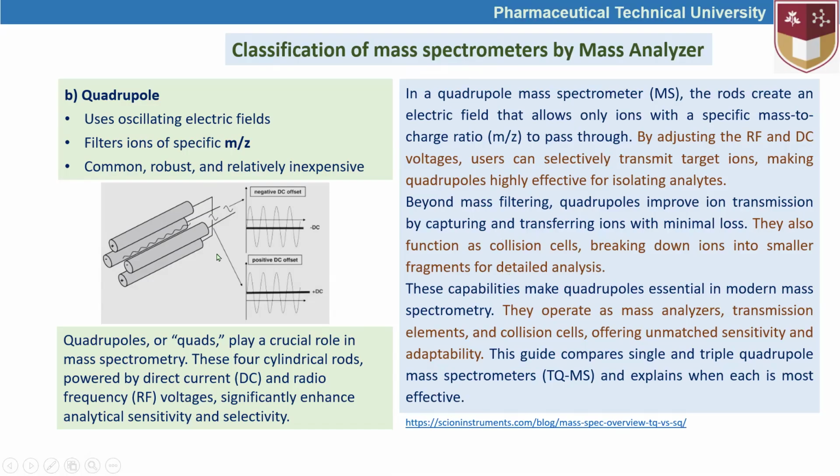And how they can be used in different modes, because different modes can be selected for a single, let's say, quadrupole. These capabilities make quadrupoles essential in modern mass spectrometry. They operate as mass analyzers, transmission elements, and collision cells, offering unmatched sensitivity and adaptability. This guide compares single and triple quadrupole mass spectrometers and explains when each is most effective.